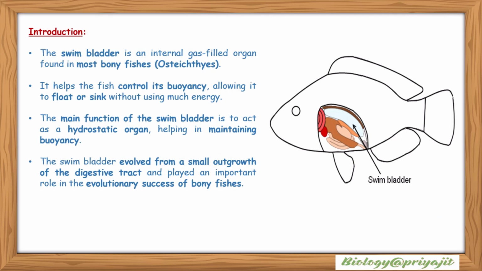Now let's start. The swim bladder is an internal gas-filled organ found in most bony fishes or osteichthyes fishes. It helps the fish control its buoyancy, allowing it to float or sink without using much energy. The main function of the swim bladder is to act as a hydrostatic organ, helping in maintaining buoyancy. The swim bladder evolved from a small outgrowth of the digestive tract or the alimentary canal, and it played an important role in the evolutionary success of bony fishes because it acts as a hydrostatic organ and is responsible for the floating or movement behavior of the fish.